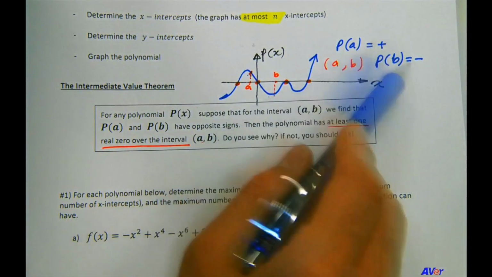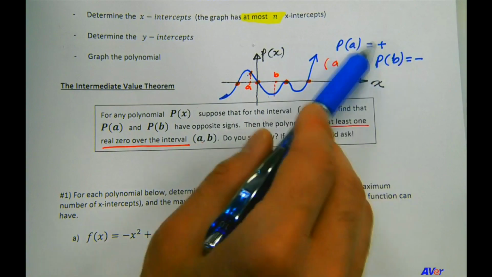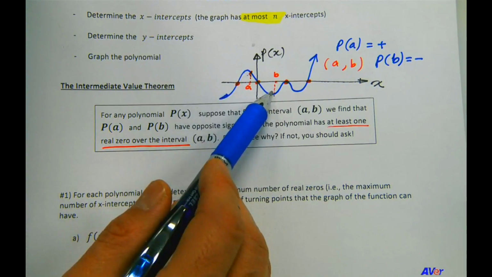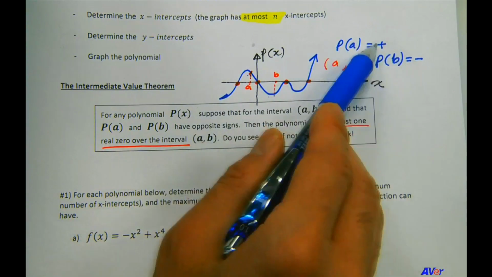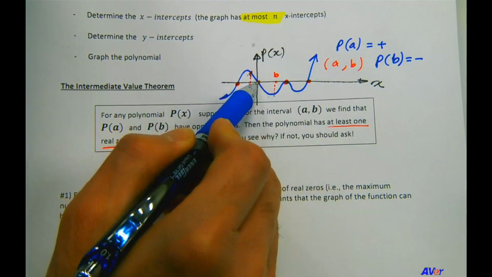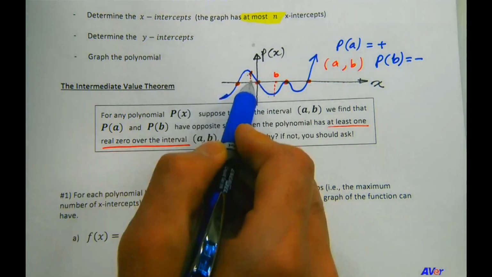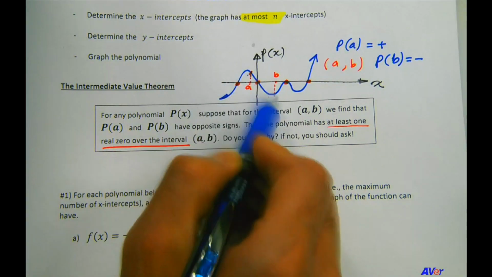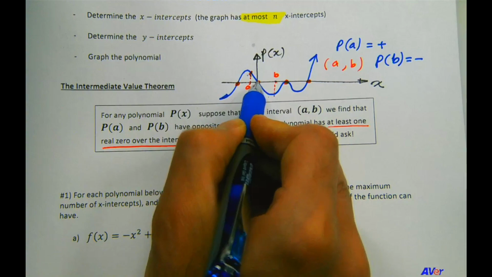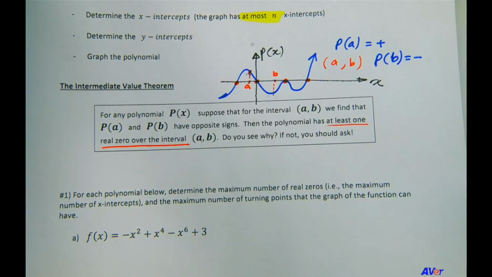So we have a switch in algebraic sign. We go from positive to negative, because we're reading the graph from left to right. This switch in algebraic sign for the value of the function indicates that somewhere between A and B there must be a zero of the function. That's what the intermediate value theorem is saying. It's predicting that without us actually finding it.